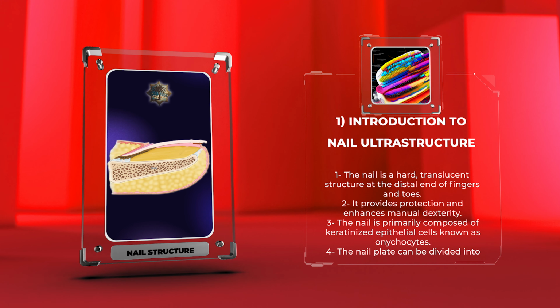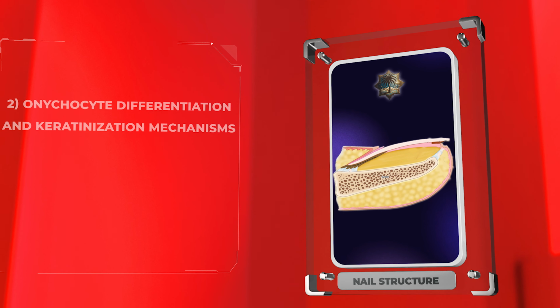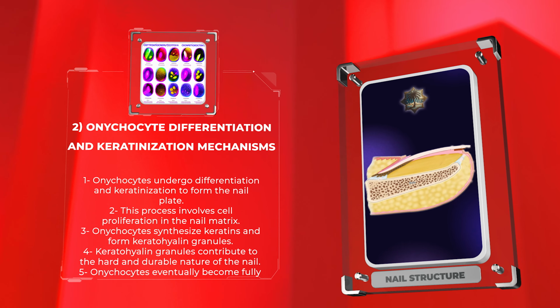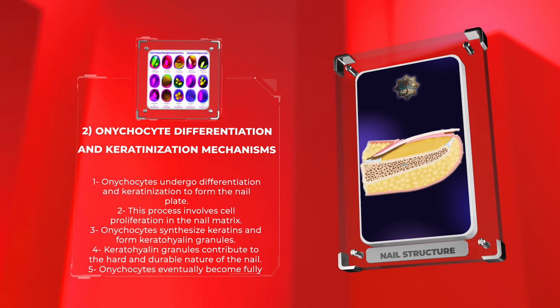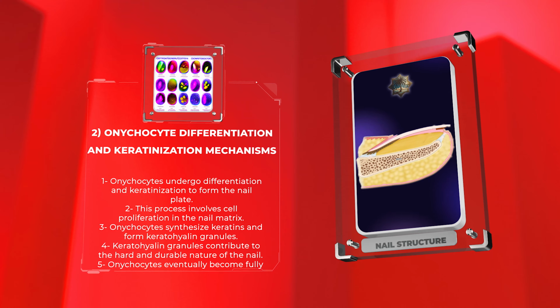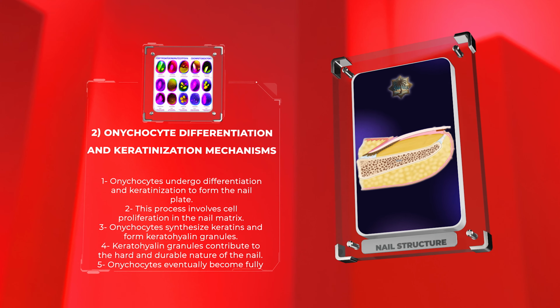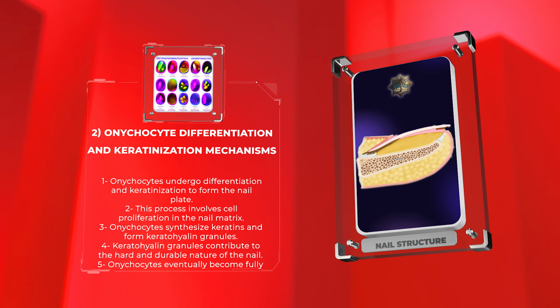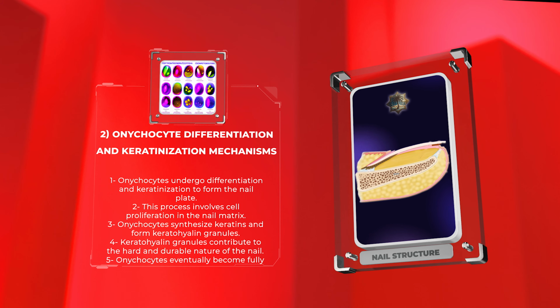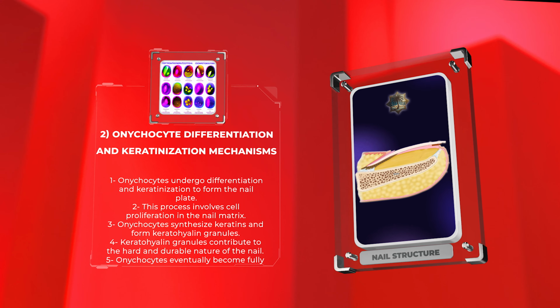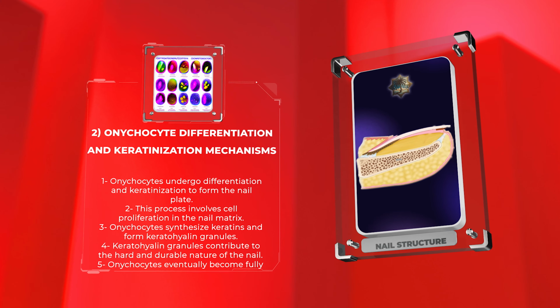for nail growth. Onychocytes are specialized epithelial cells that undergo a complex process of differentiation and keratinization to form the nail plate. This process involves the proliferation of cells in the nail matrix, located at the nail root. As onychocytes move forward, they undergo various changes, including the synthesis and deposition of keratins, as well as the formation of keratohyalin granules. These granules play a crucial role in the cross-linking of proteins and contribute to the hard and durable nature of the nail. The onychocytes eventually become fully keratinized, forming the nail plate.